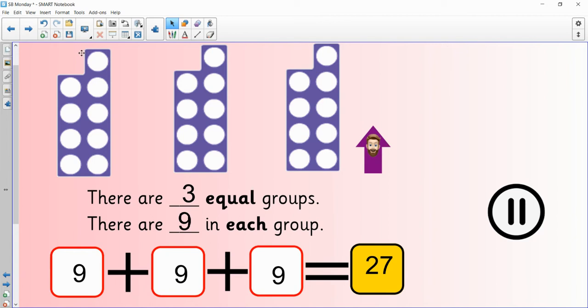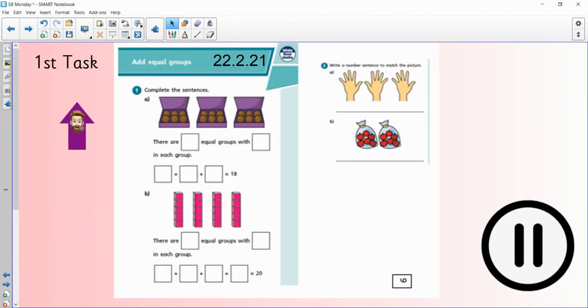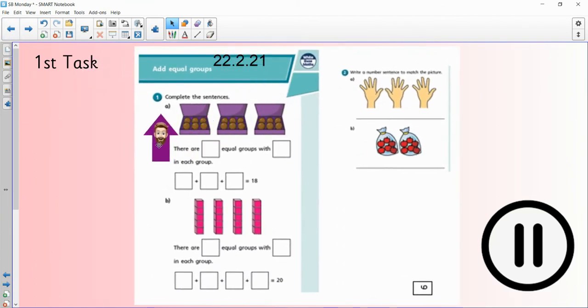Right. Now it's time to think about our first task. Could you turn to page 9 in your booklet and write the date, which is the 22nd of February 2021? Okay, so here you've got question 1, 2 more questions exactly the same as the ones we've just worked through. So you've got some groups and you've got to fill in the spaces, okay? Now here, just be careful, they're not towers of 10, okay? So don't be tricked, they're not towers of 10.